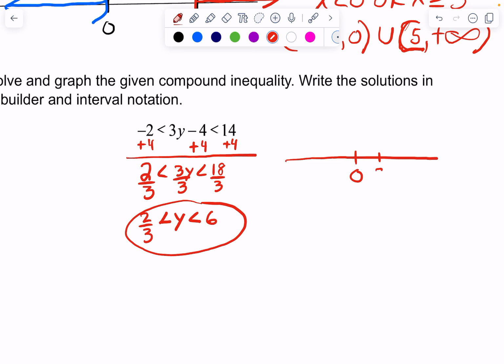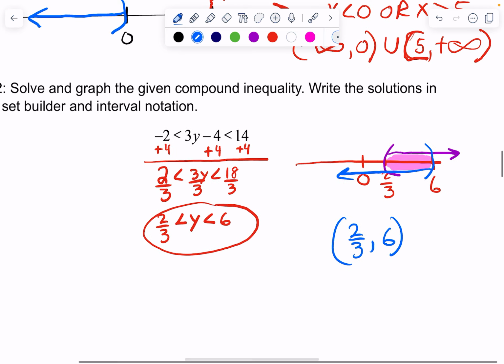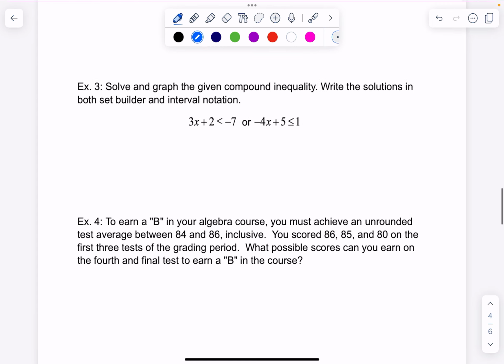So we've got 2/3 over here. We've got our 6 over here. I'll color code it once again. Y is greater than 2/3. So we're going to the right here in purple. And it's also less than 6. So we've got blue here, and we're going to the left. And where do we have the solution? Where these purple and blue solutions intersect. So the interval notation solution would be between 2/3 and 6. It's that easy.